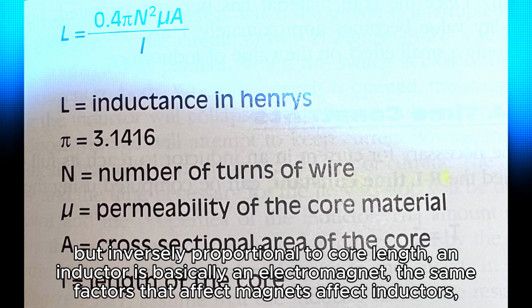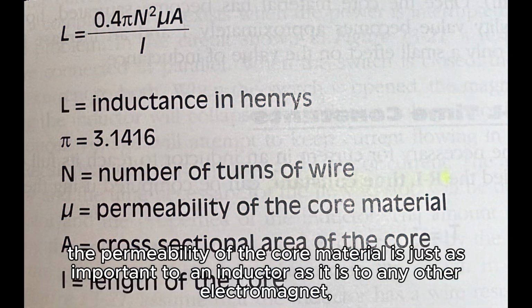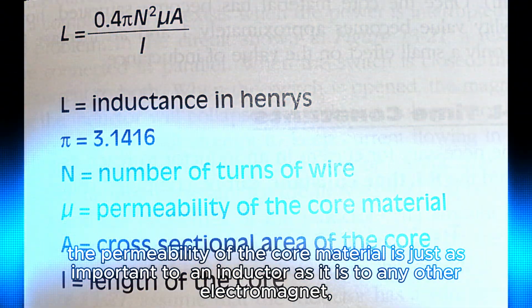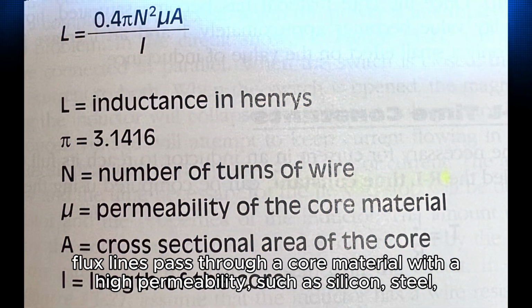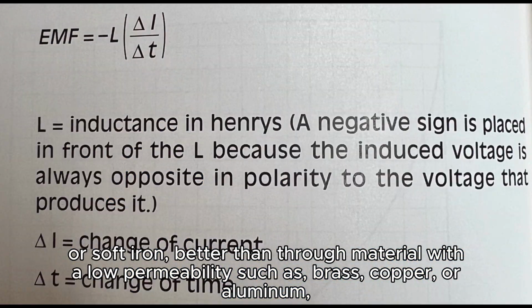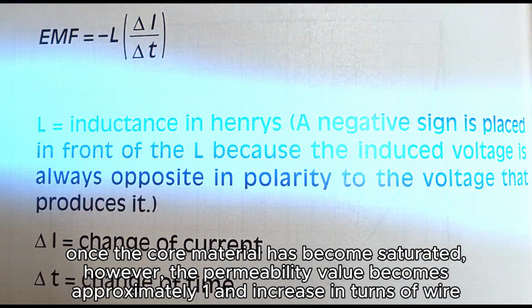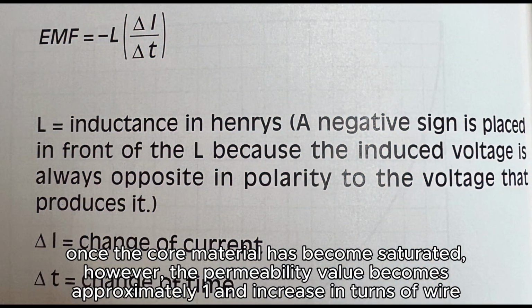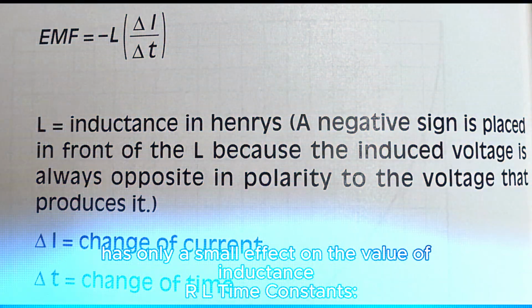An inductor is basically an electromagnet. The same factors that affect magnets affect inductors. The permeability of the core material is just as important to an inductor as it is to any other electromagnet. Flux lines pass through a core material with a high permeability, such as silicon steel or soft iron, better than through material with a low permeability such as brass, copper, or aluminum. Once the core material has become saturated, however, the permeability value becomes approximately 1, and an increase in turns of wire has only a small effect on the value of inductance.